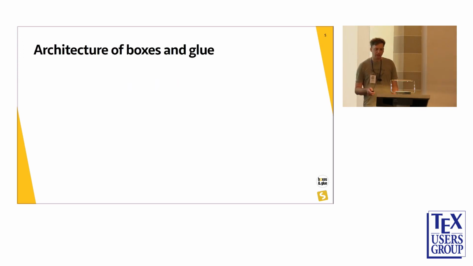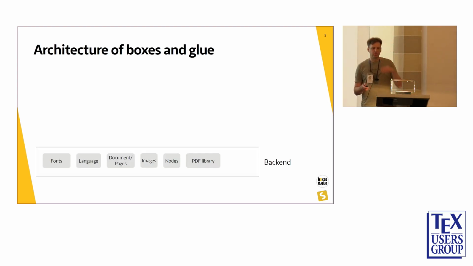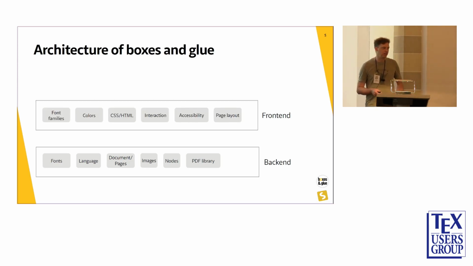Okay. Last year I also presented the architecture of boxes and glue. It is split into two parts, a backend with all the necessary parts to create PDFs. For example, the nodes are in here, and the line breaking algorithm, and some other necessary stuff. And there's a nice to have front end, which is not strictly necessary. You can have CSS, HTML typesetting in there, and a collection of font families and so on. So it's built on top of the backend. And of course, you need some kind of application that uses these libraries.